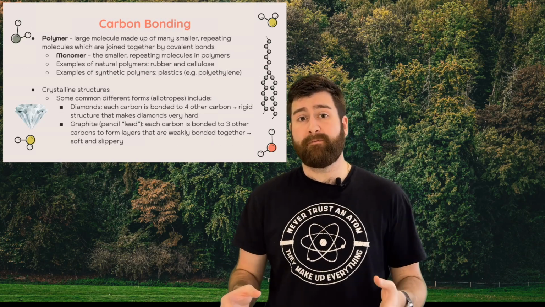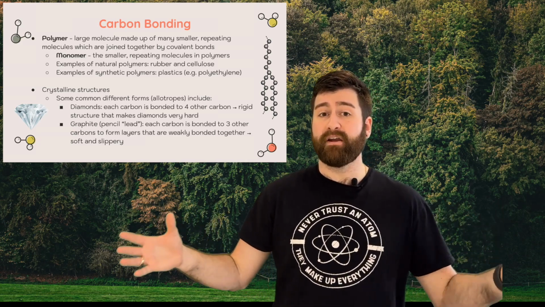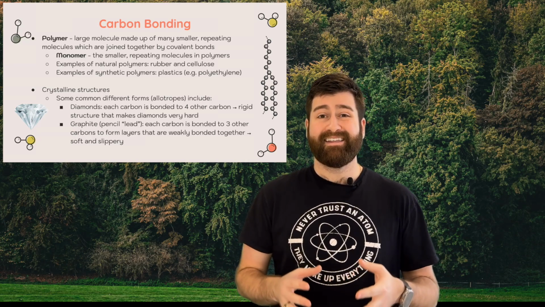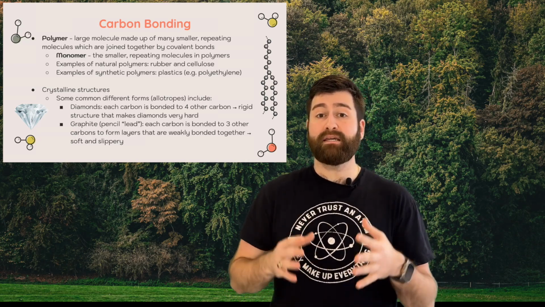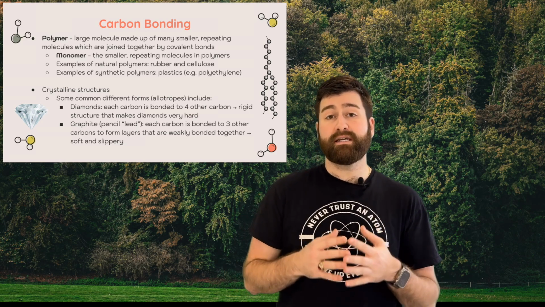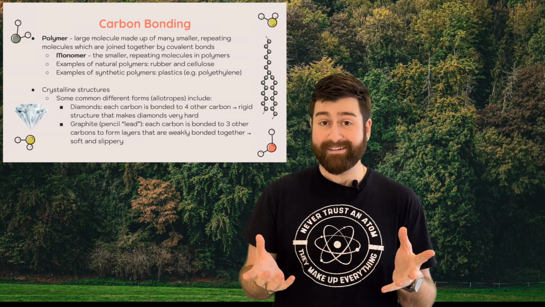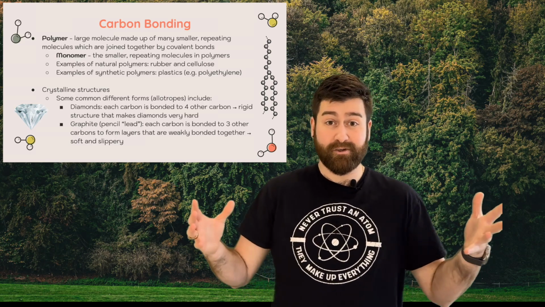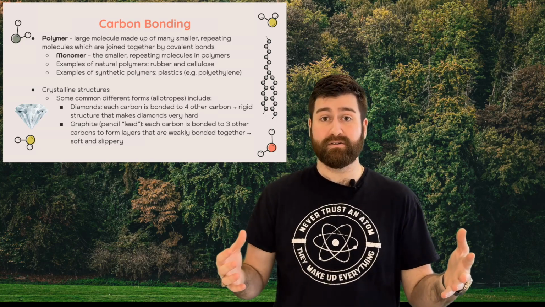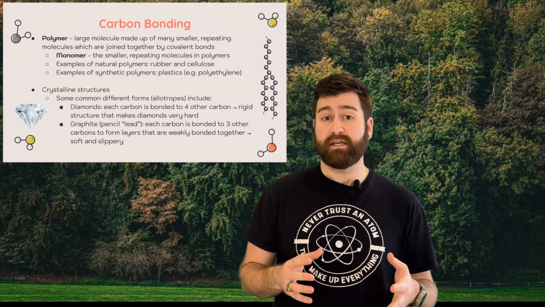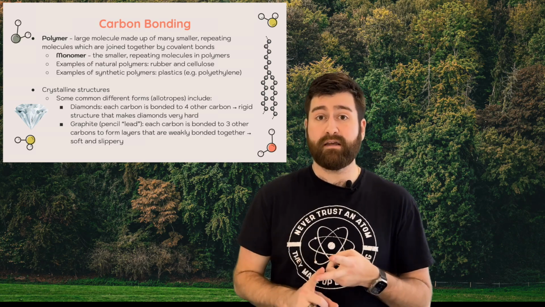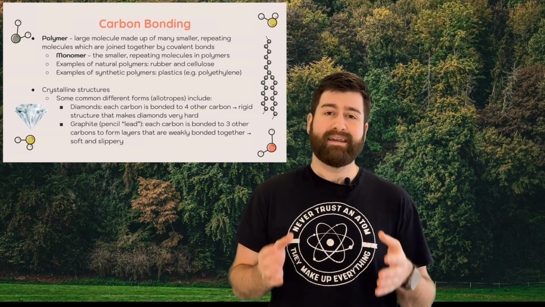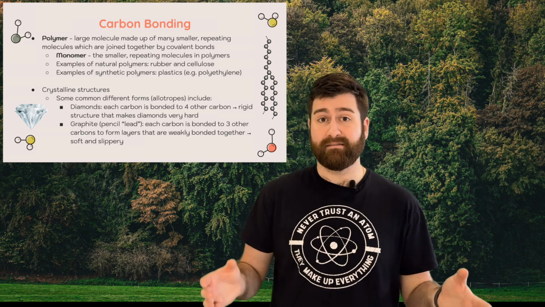Now, as we've talked about before, molecules can combine to form various size chains, and one such chain is known as a polymer. These are large molecules made up of many smaller repeating molecules, which are joined together by covalent bonds. You might be asking yourself, what are the smaller repeating molecules in polymers called? Well, to answer your question, these are known as monomers. Sometimes polymers can occur naturally, and examples of these include rubber and cellulose. Sometimes, however, polymers are synthetic or man-made, and examples of these include plastics like polyethylene.